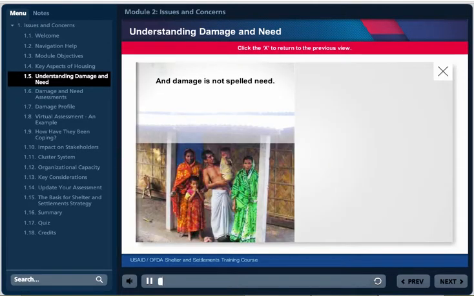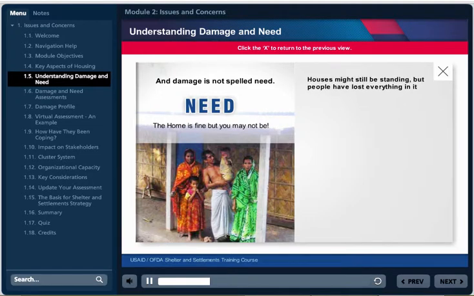And damage is not spelled as need. It is also important to look beyond the damage to see the real humanitarian need on the ground. For some families, their houses might still be standing, but they have lost everything in it, which is often the case with flash floods. These families may still have shelter, but they will likely still require humanitarian assistance.